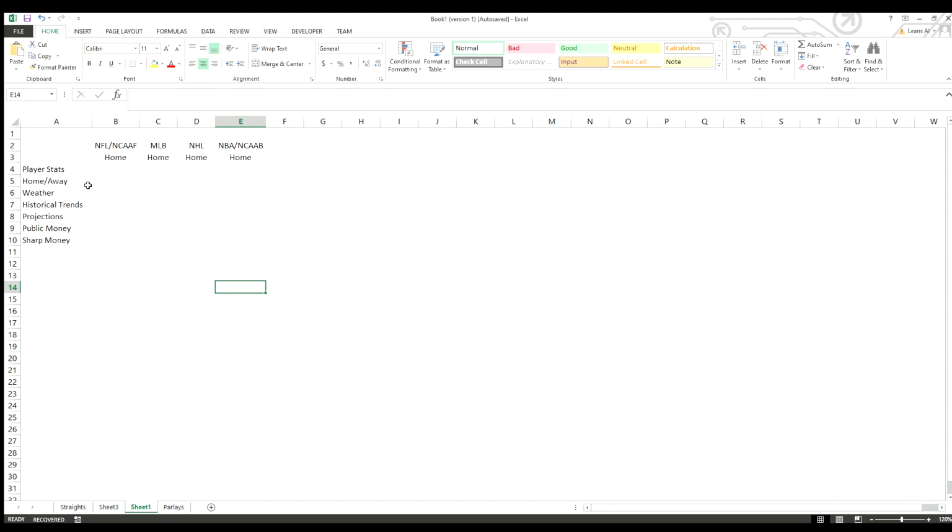And so some of the numbers that can go into that are things like player stats, basic things like a home team versus an away team. There's a statistical uptrend there. Weather conditions, historical trends, projections of how it's anticipated players are going to perform, public money, where the public money is going on the game, as well as where the sharps are putting their money.